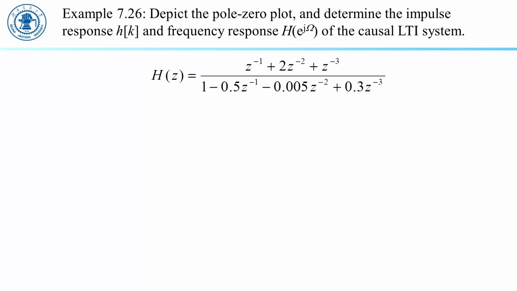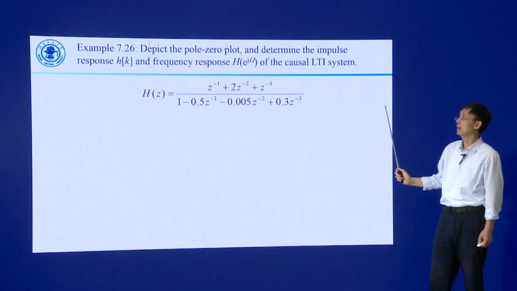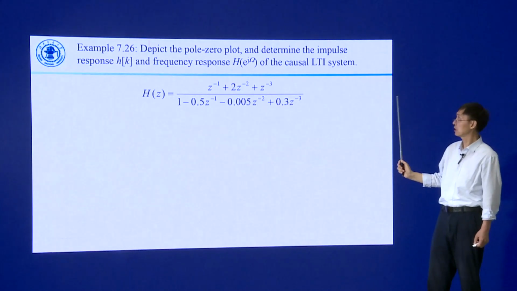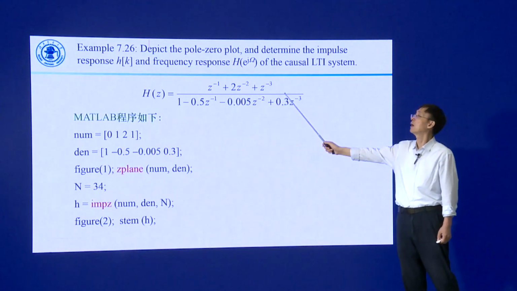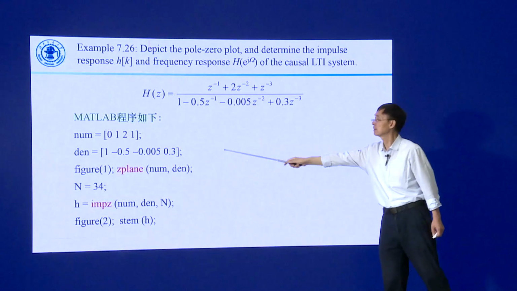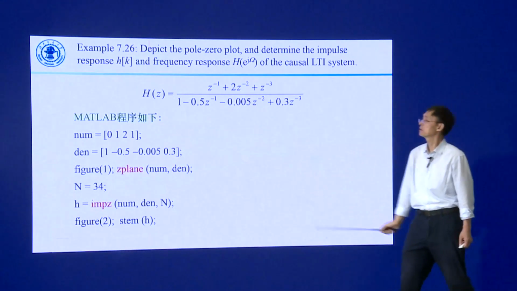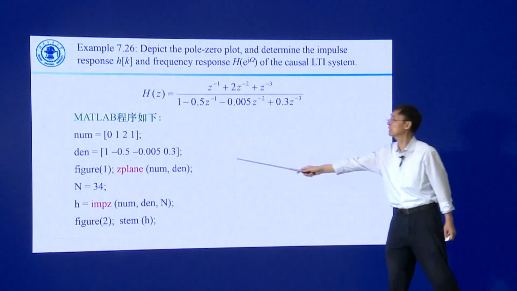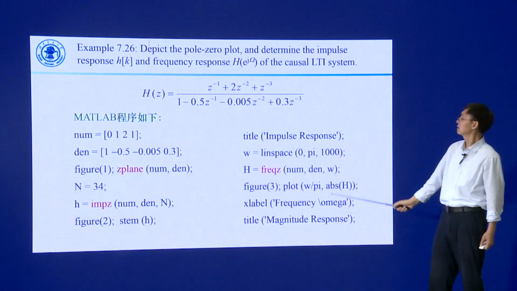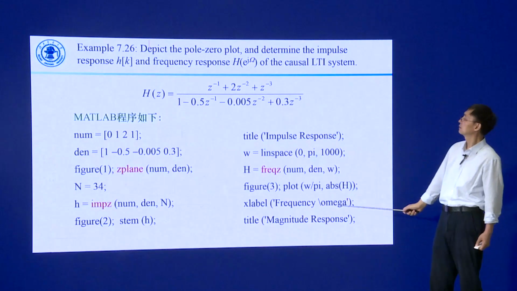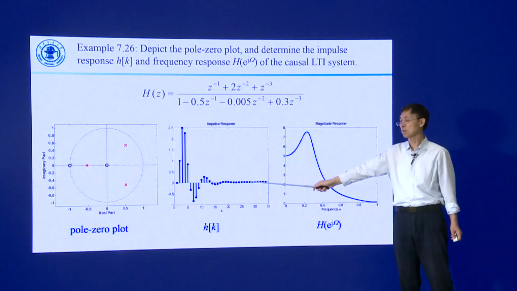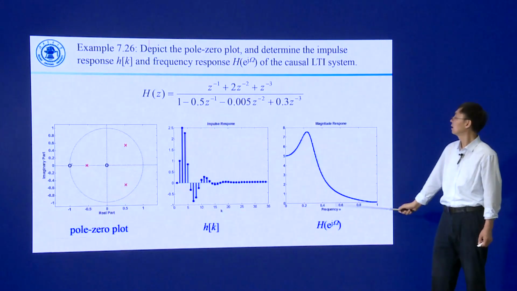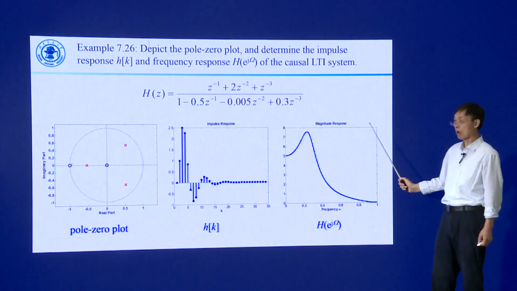For example, depict the pole zero plot and determine the impulse response and frequency response of the causal LTI system. According to this H(z), we can get these MATLAB programs. Using these MATLAB functions, we can get the result. This is a pole zero plot. This is an impulse response. This is a magnitude frequency response.